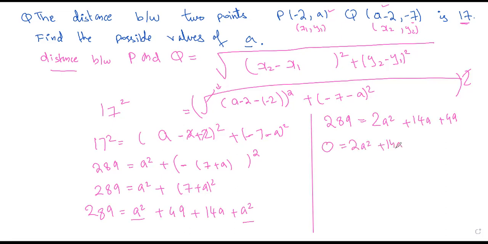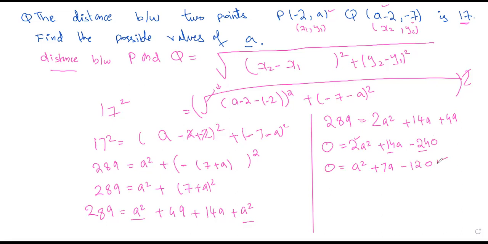And what do we have? 49 minus 289, that would be minus 240, right? And now I can take 2 common because I have 2 in every term. So that would make things much more simpler. 0 equals a square plus 7a minus 120. Anything that you have not understood so far? Got it. Okay.